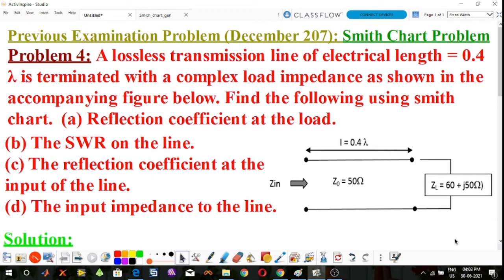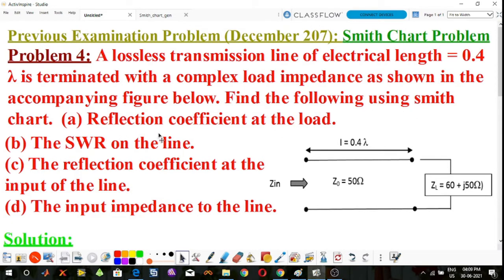Hi everyone. In this video, we are going to discuss a previous examination question from December 2017, and this is an example of the Smith chart. The question is: a lossless transmission line of electrical length 0.4 lambda is terminated with a complex load impedance as shown in the figure below. Find the following using the Smith chart.